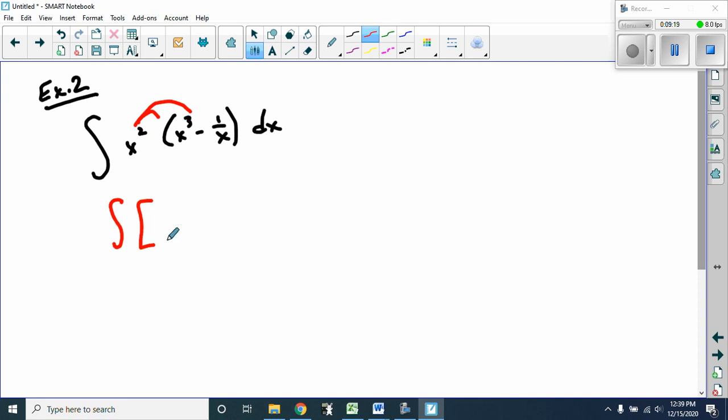X squared times x to the 3rd. When we multiply, we add exponents. X squared times 1 over x is x. And then we can use the power rule. Don't forget your plus c.